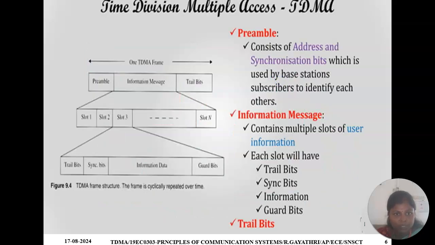Then in the TDMA frame structure, the preamble, information message and trail bits will be there. One TDMA frame has these three parts, and the information message has slot 1, slot 2, slot 3 up to slot n, and each slot has trail bits, synchronization bits, information data and guard bits. First, the preamble consists of address and synchronization bits, which are used by the base station and subscriber to identify each other. The information part consists of multiple slots of useful information. Each slot has trail bits, synchronization bits, information bits and guard bits. And the last one is the trail bits.